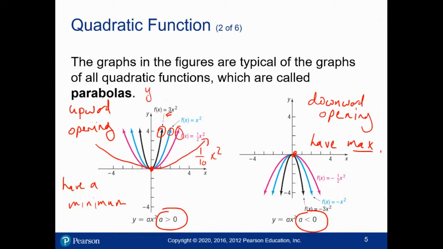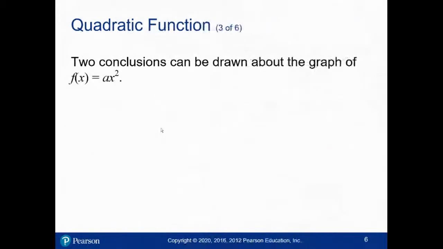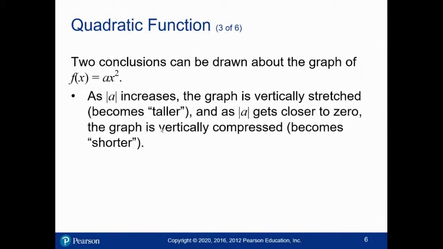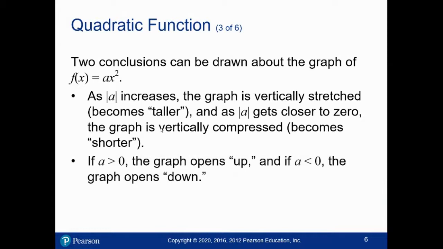And if I was to do something like y equals 1000 x squared, it would open up very, very, very quickly. It's tough to draw. But it would be a parabola and it would be very, very skinny. So as that number gets bigger, it gets skinnier and sharper. As the number in front gets closer to 0, it gets flatter. It opens up more slowly. So as that number gets bigger, it is vertically stretched. It becomes taller. As the number gets closer to 0, it's vertically compressed. It becomes shorter, or I would say it opens slower.